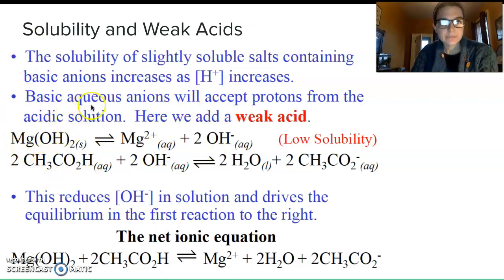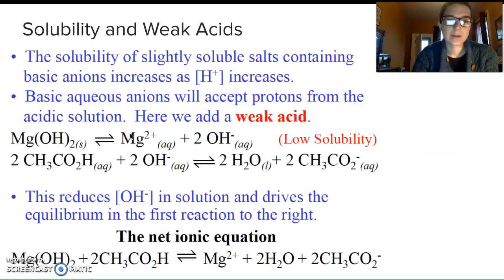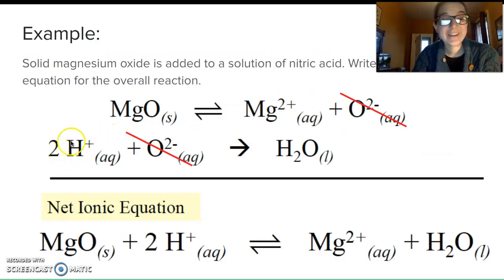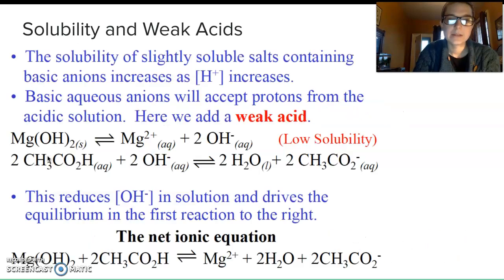The difference really lies in how we write that second equation. So here, there, I didn't write nitric acid HNO3. I just wrote H+, because it's a strong acid and it dissociates 100%. Weak acids do not do that, okay? So I do have to write the entire weak acid when considering that. So that's going to be your biggest difference.